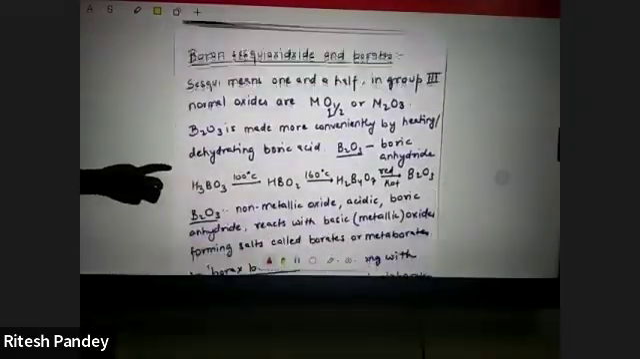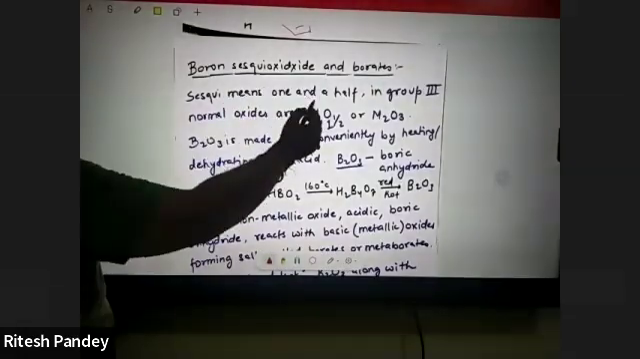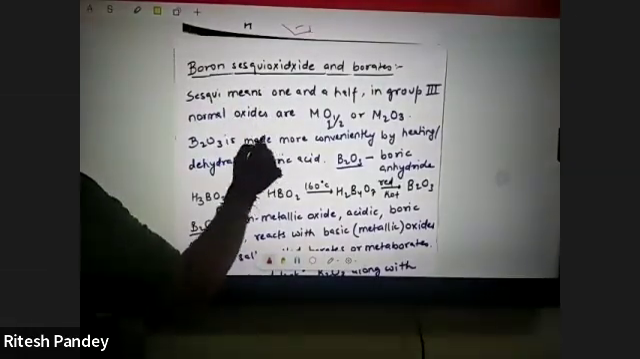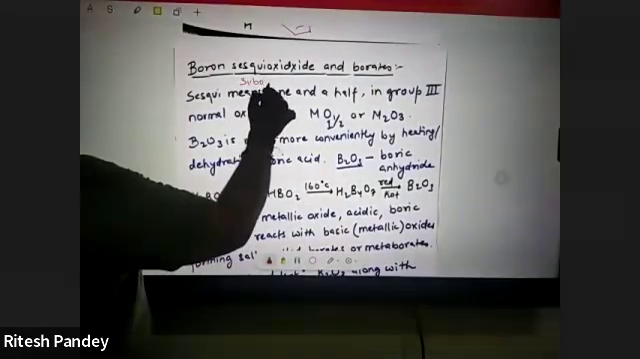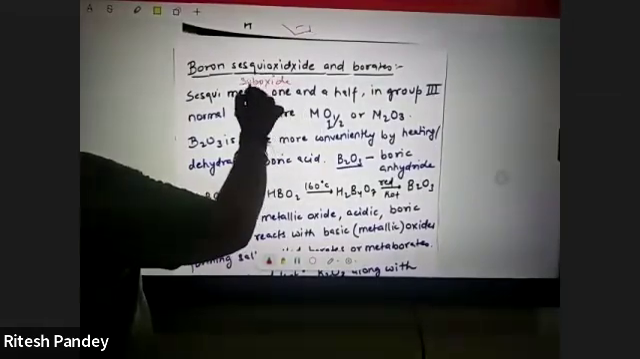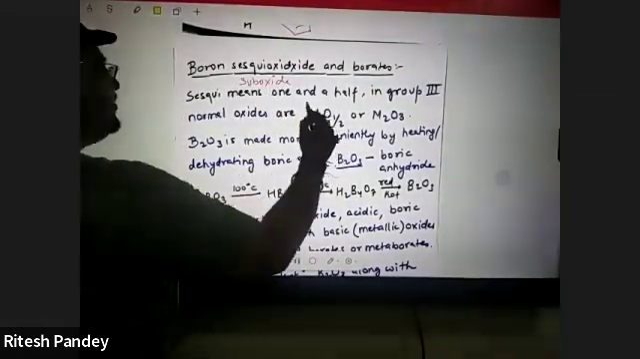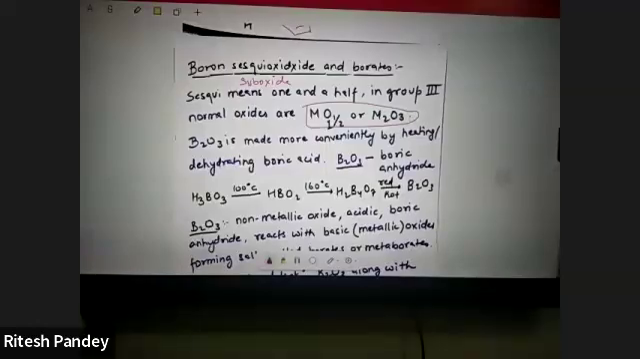Boron sesquioxide, B2O3. This name sesquioxide, suboxide also they call it at times. Suboxide or this particular name, sesquioxide, is actually for something which is going to exist in this stoichiometric form.